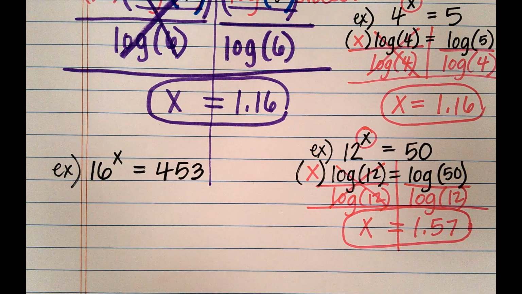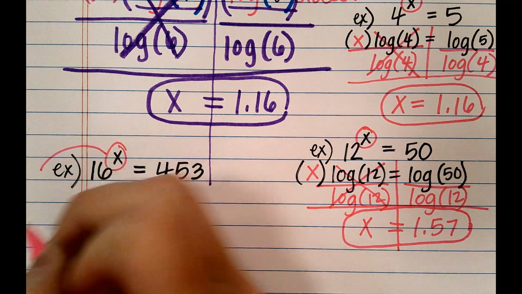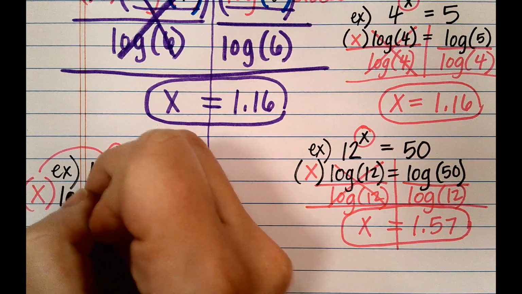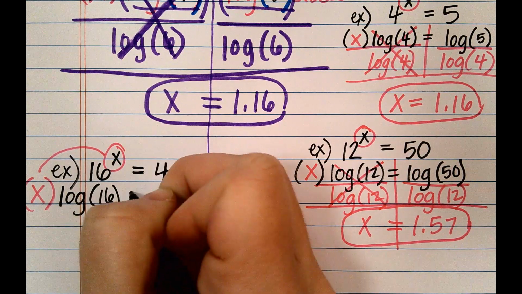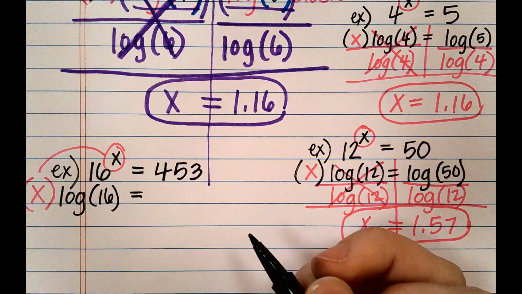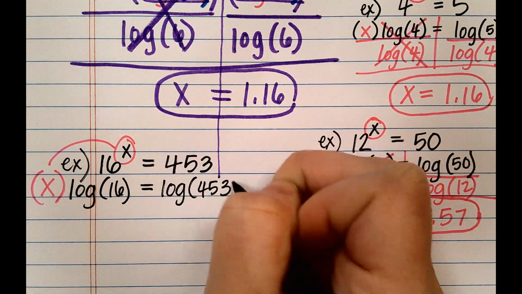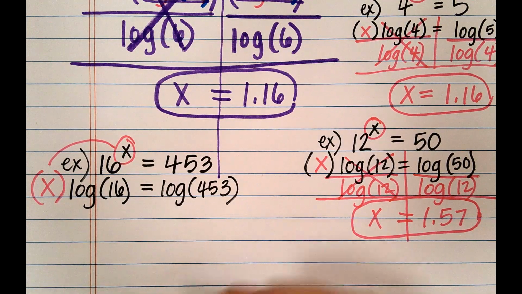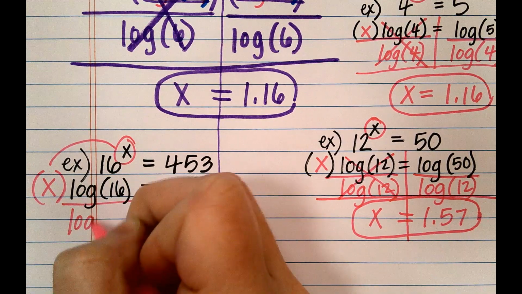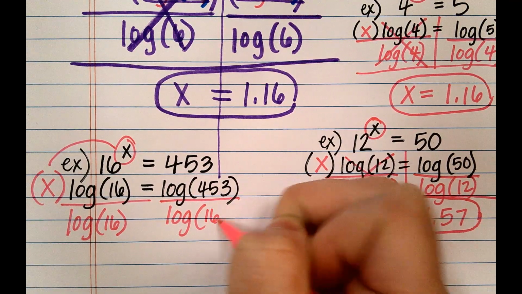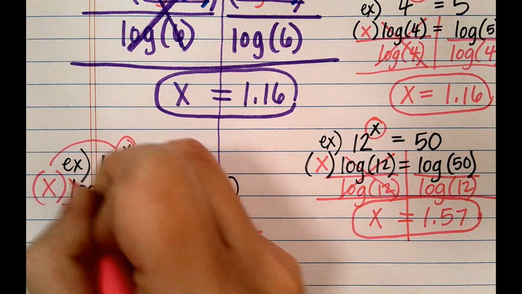Okay, so what do we do here? You rewrite it. Log of 16, bring down my x, and then we'll do log of both sides. Log 16 equals, then what? Log of 453. Then I'll divide it by the log of 16. Yes, divide by log of 16 on both sides. So the two log of 16s will cancel out.